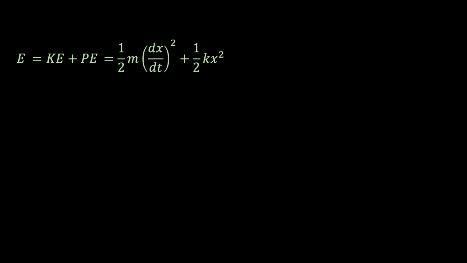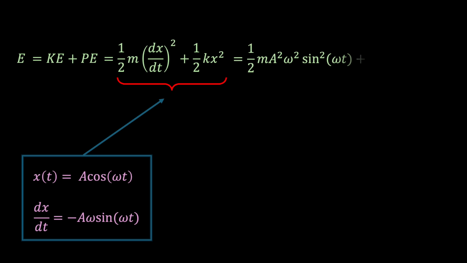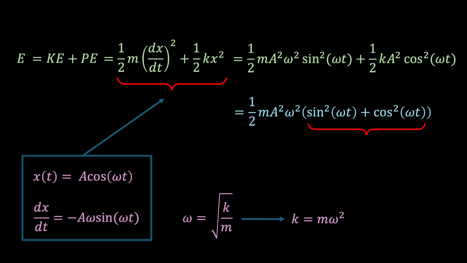We observe something interesting if we then sub in the displacement function and the derivative of the displacement function into the energy equation. And we find the following expression involving a sine squared and cosine squared term. If we then rewrite the coefficient of the cosine squared term by using the omega equation we derived earlier and rearranging this in terms of k, then we can factorise the energy equation, and we note that the term inside the bracket is the well-known trig identity, which is simply equal to 1. And so our energy term drastically simplifies and becomes half m omega squared a squared.